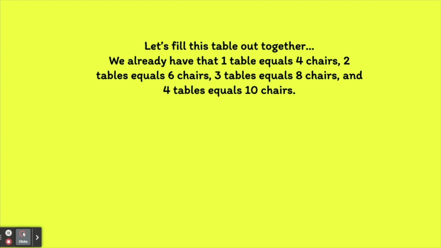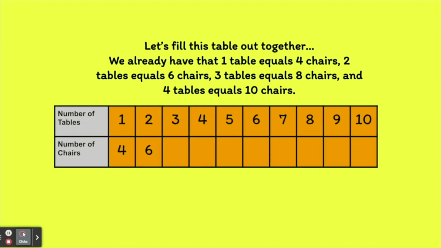If somebody said a table, you're correct. So what we already have is we know that 1 table equals 4 chairs, 2 tables equals 6 chairs, 3 tables equals 8 chairs, 4 tables equals 10 chairs. So if we're thinking about this rule, notice as we're adding a table, how many chairs are we adding? If you said that we're adding 2 more chairs, you'd be correct. So our rule is each table, we're adding 2 more chairs.